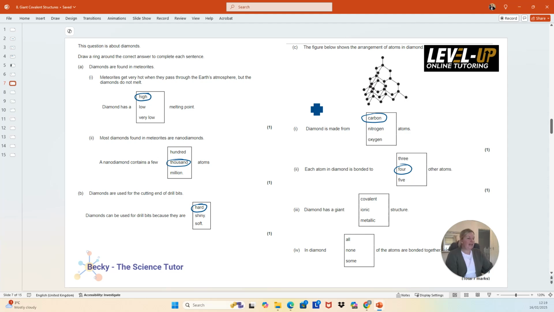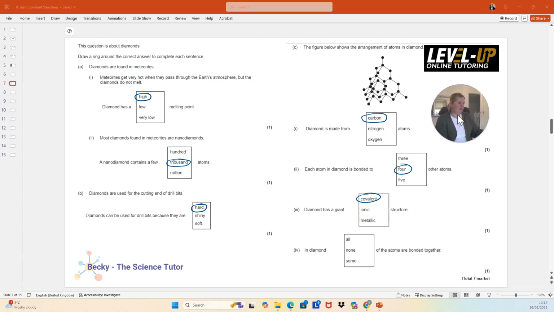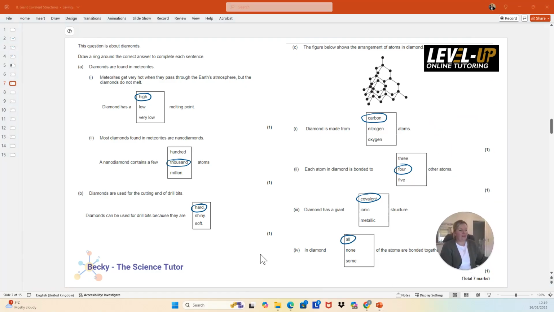Use the diagram, read the information that's there. Diamond has a giant covalent structure, and in diamond all of the atoms are bonded together. So all of them are bonded together, and that's why we get that giant strong structure.